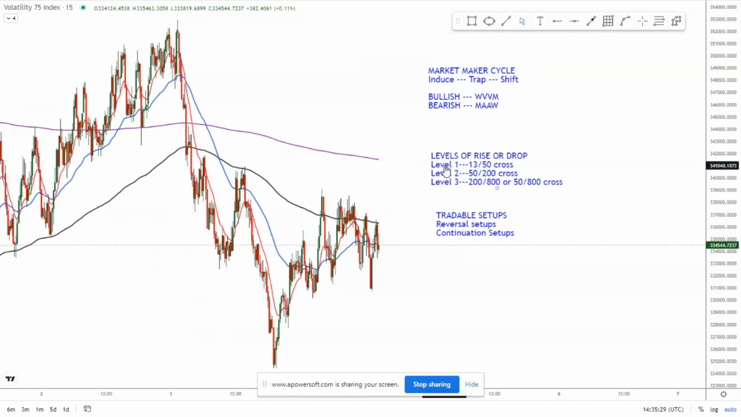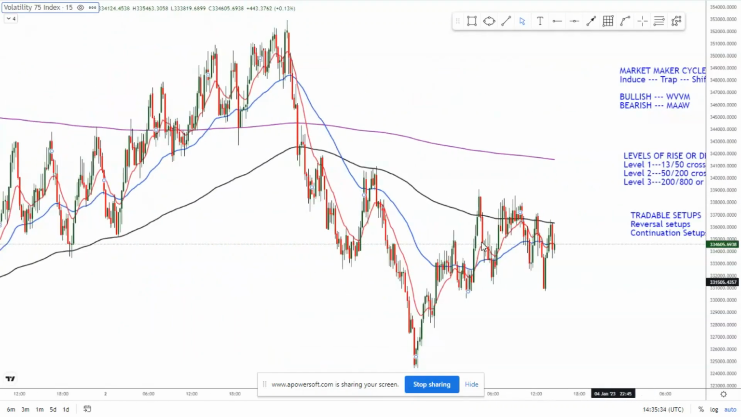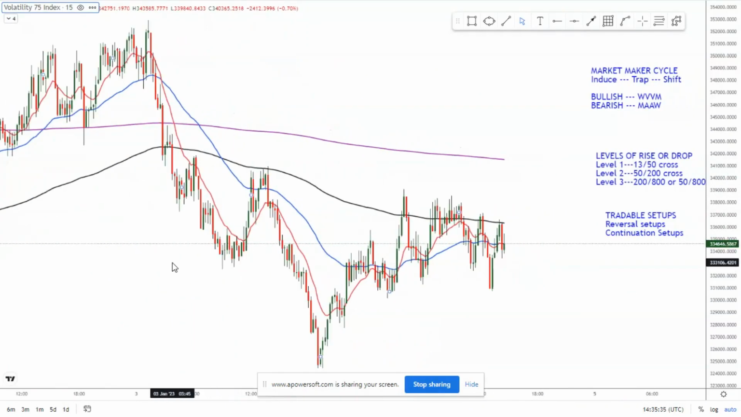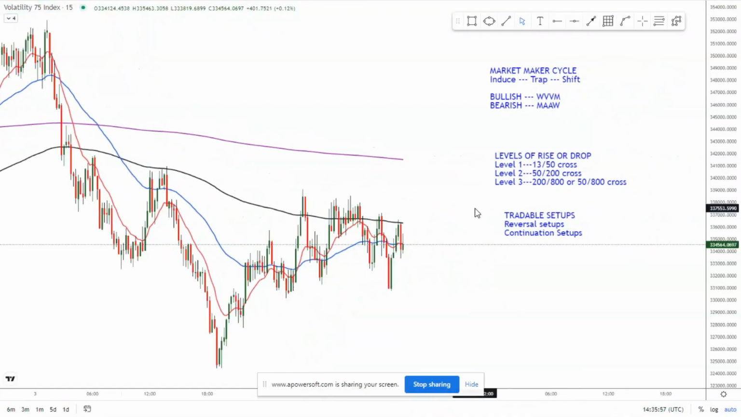Normally, this is how we count levels. Level 1 is normally a 13 and 50 cross. Now I told you, we now have a white background, but the red is the 13, the blue is the 50, the 200 is the black, and the purple is the 800. For a black or dark background, the 200 is white, but for a white background, we make it black. You get? Where I'm currently, it's noisy because of the rain.